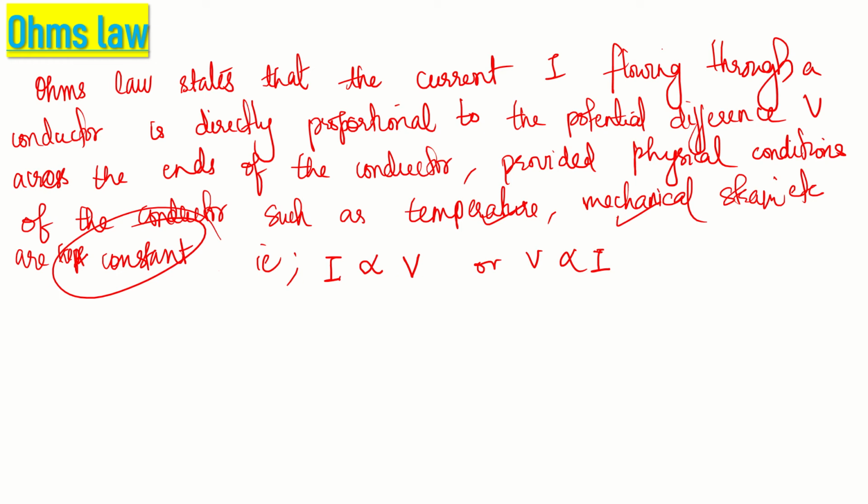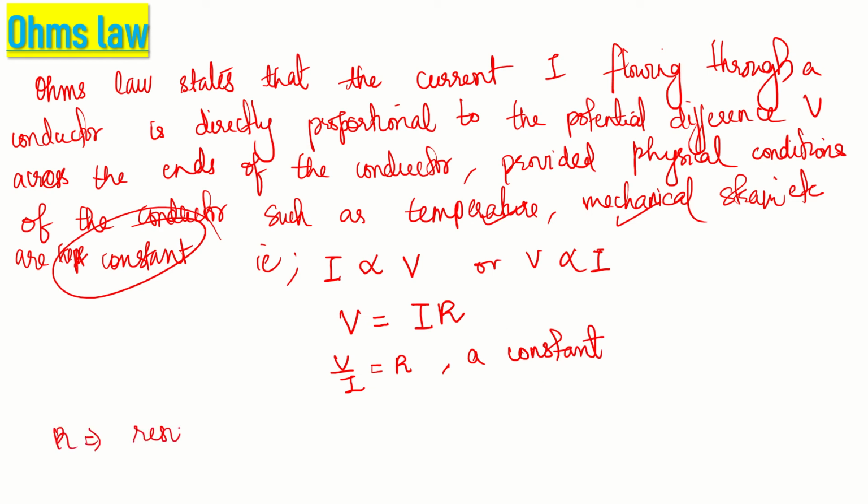So I is directly proportional to V, or we can write V is directly proportional to I. So V is equal to I into R. V by I is equal to R, which is a constant. And here R is the resistance of the conductor.